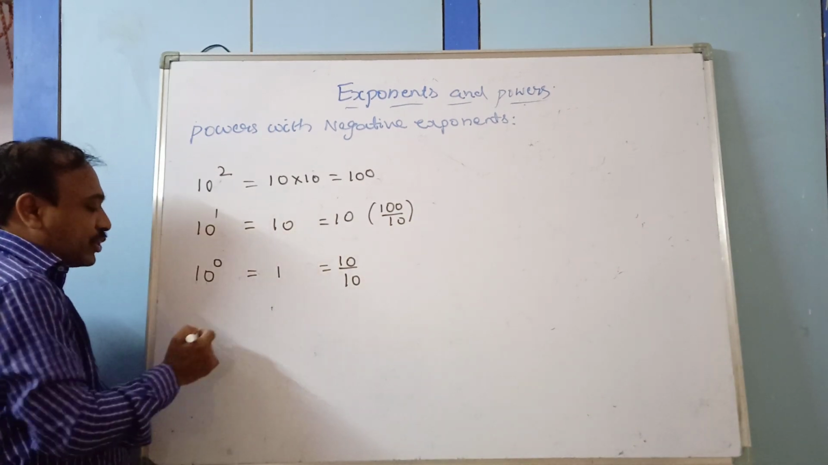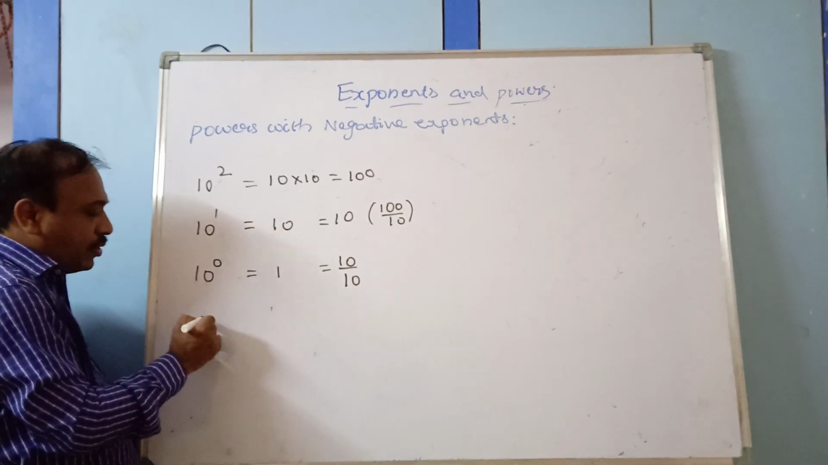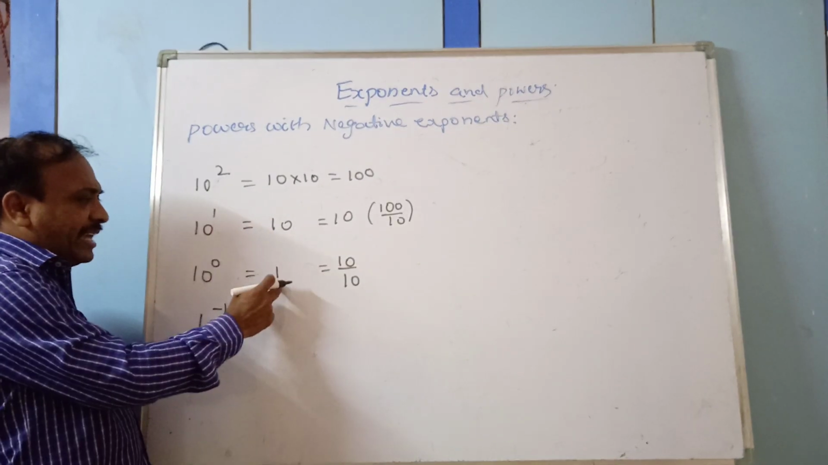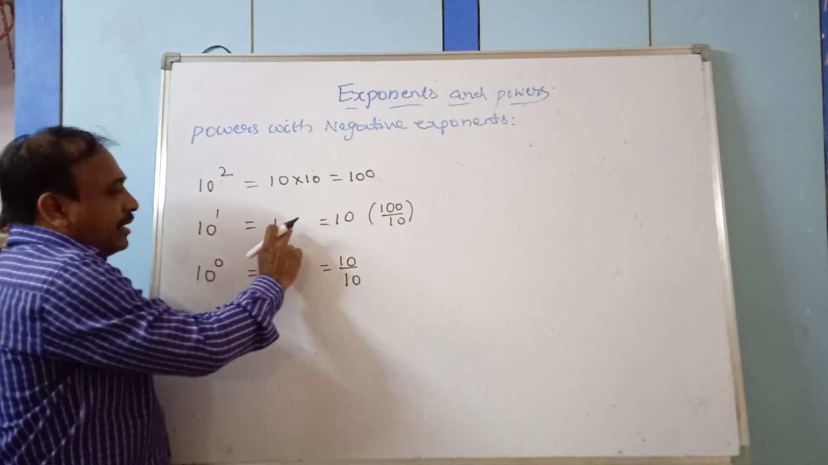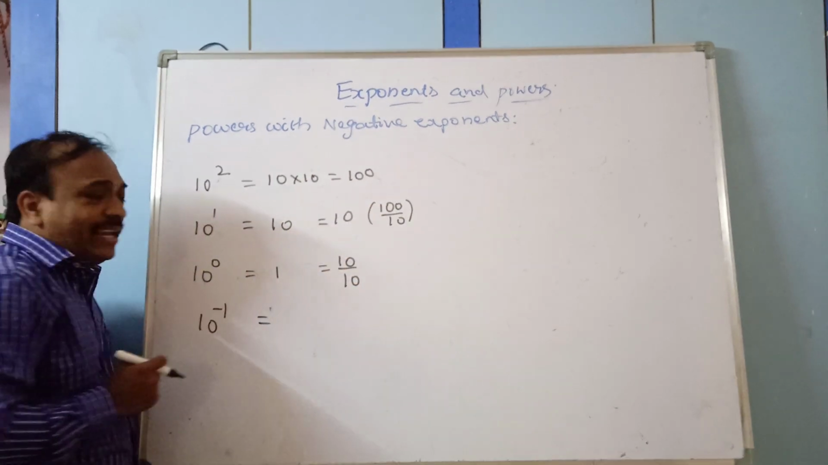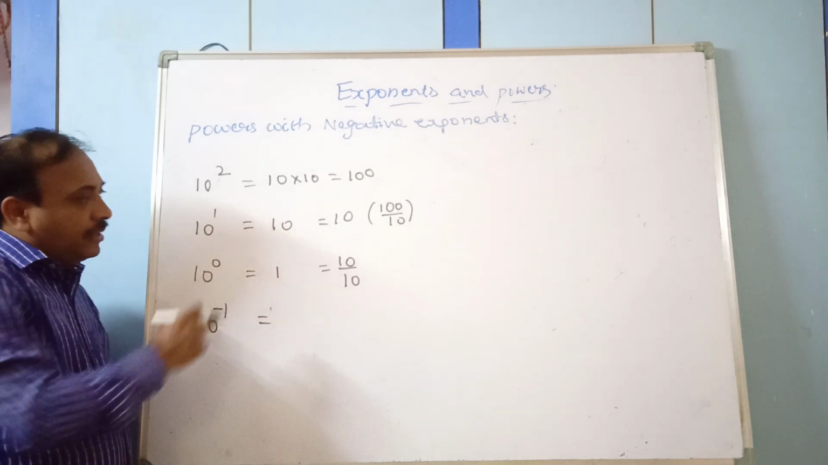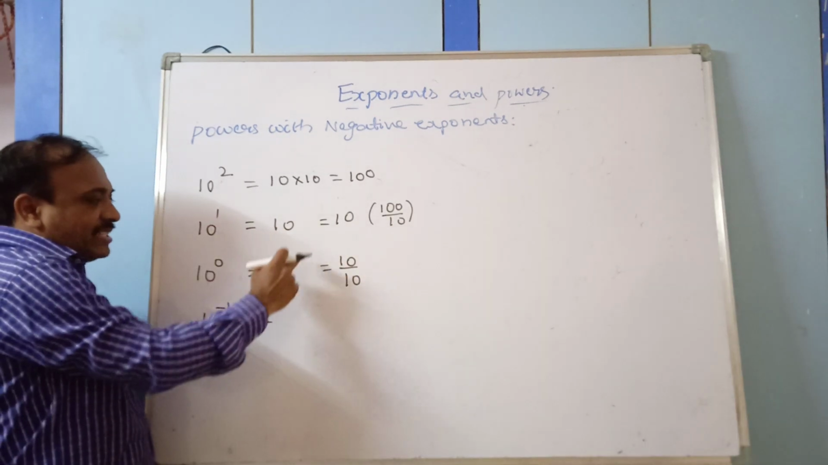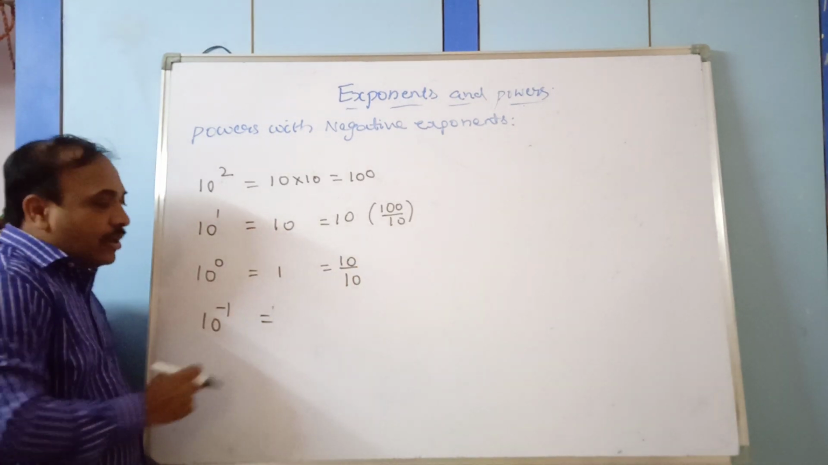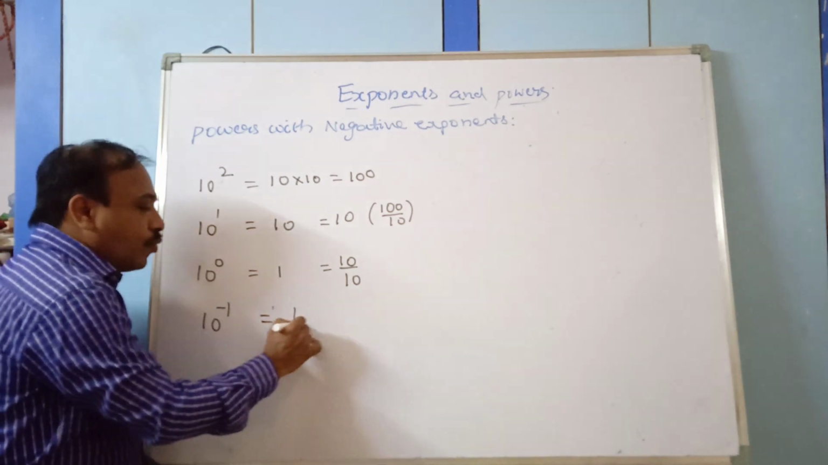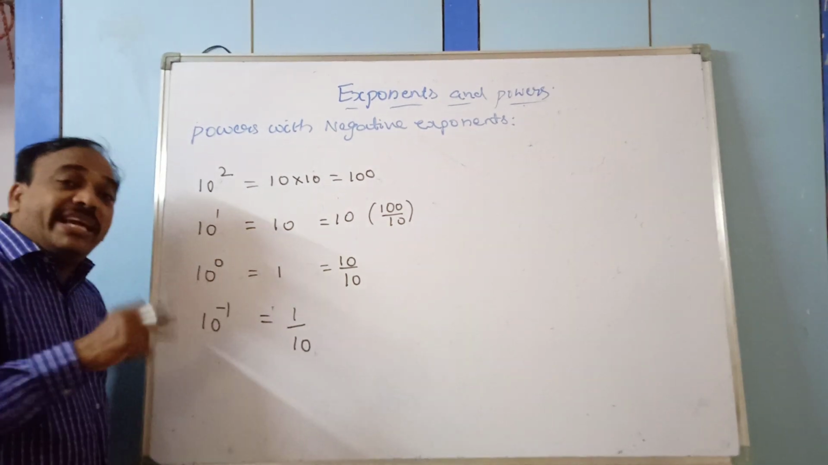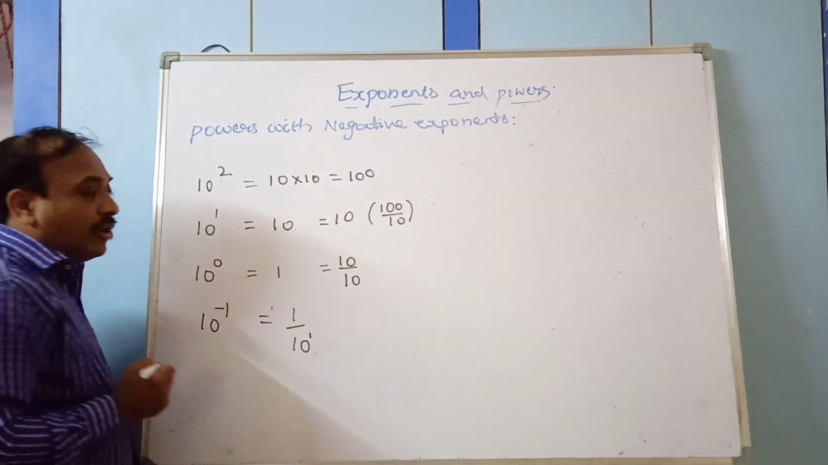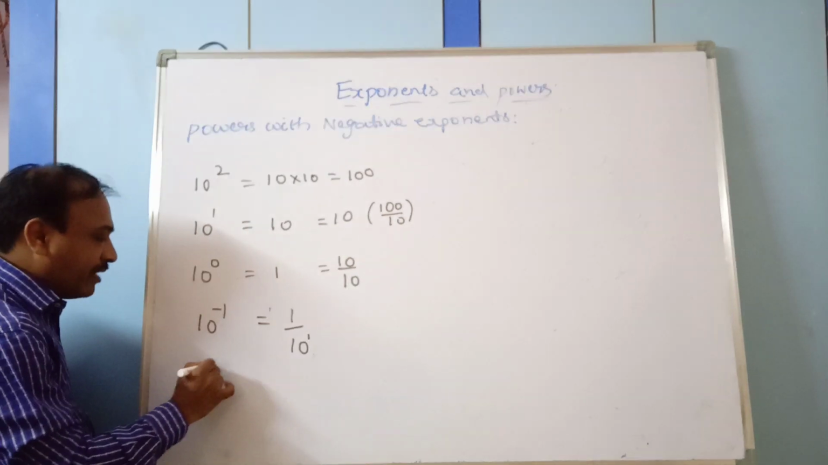Now, when it comes to the next part, 10 to the power minus 1, what I said is, here you have 10, and how did you get 10? 100 divided by 10, the previous value is 100. And 10 was there, the previous value, again 10 divided by 10. What is the previous value here? 1. So 1 by 10. The value is decreasing by 1 by 10th. How many times the power? 1 time. Now 10 to the power minus 2.